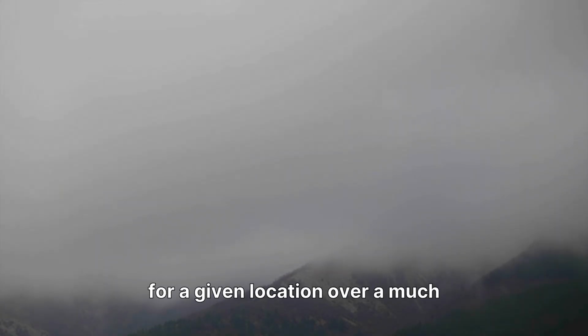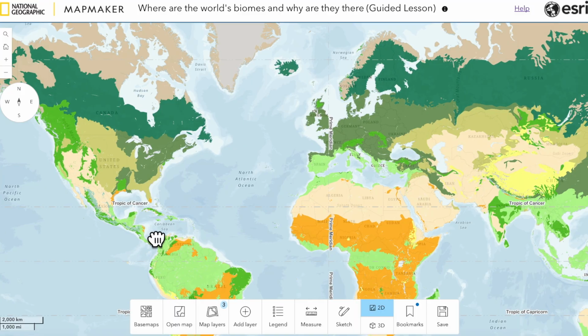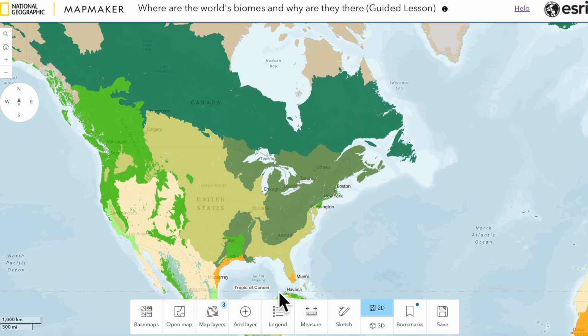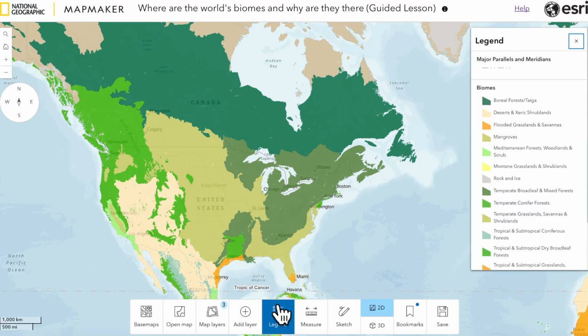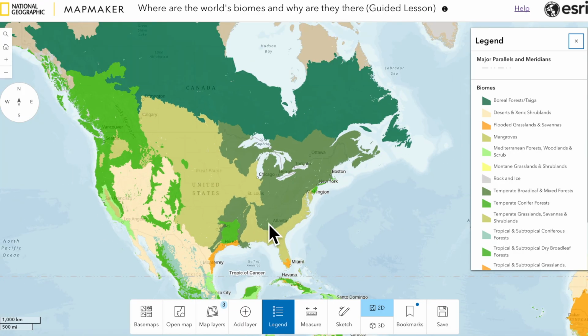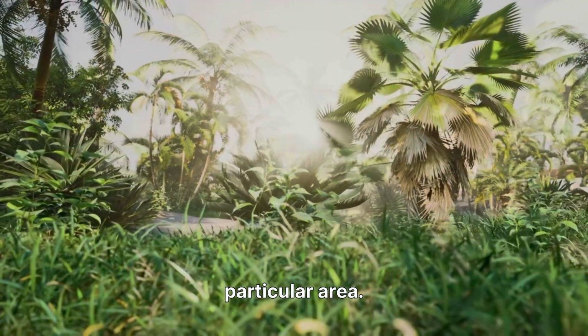Climate is different. It's the average of all weather conditions for a given location over a much longer period. A biome is a large area of our planet classified according to the specific plant and animal life that lives within it. Within these biomes are ecoregions, large areas where living and non-living things interact in unique ways. An ecosystem is a community of living and non-living things interacting together in a particular area.